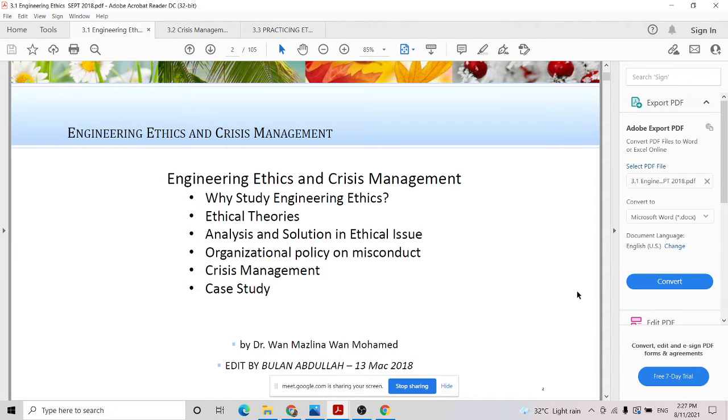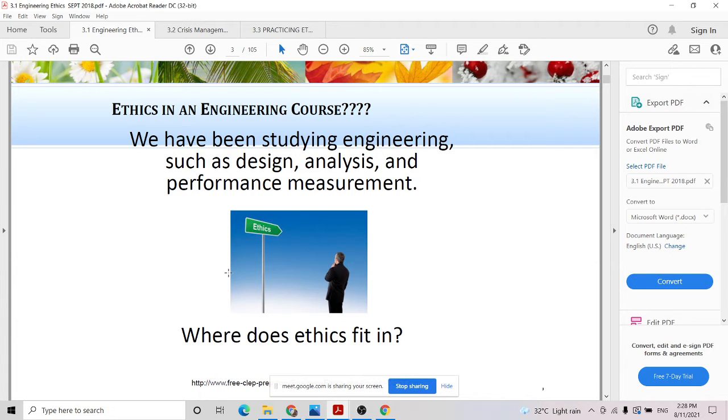So basically, why do we need to study engineering ethic? That is the most common question. In ethics we have the theories behind it, which we will discuss after this, and then we look at the analysis and solutions for ethical issues. If you have problems or issues arising with ethics, how do you manage them? And also the policy. Normally the policy is the most constraining, so you need to know the policy of your organization, the company, how they react to it, and how to handle misconduct. Then we have crisis management, and lastly some example case studies. So this is the common question, why we need to study it.